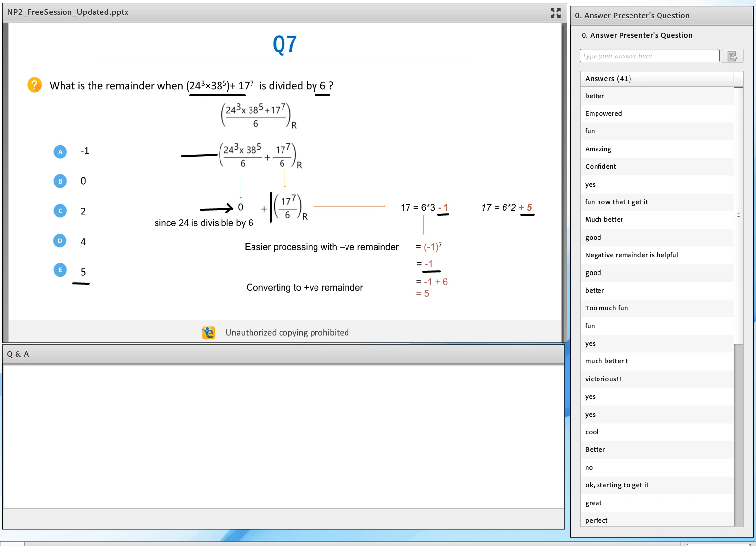Okay, Vivek has a question. What if the power over here instead of 7 were 6? In that case, minus 1 to the power 6 would have been plus 1, and then your remainder is already positive. That plus 1 would have been the answer. In case the power were an even power, you would get minus 1 to the power 6, which is plus 1, and that's your remainder. Remember, the constraint still remains: the remainder has to be less than the divisor. You won't add 6 to it in that case.